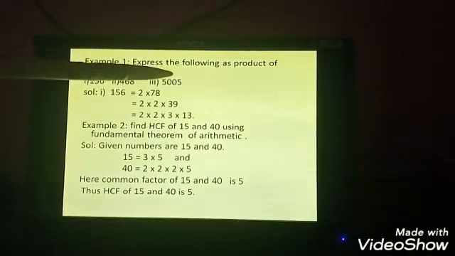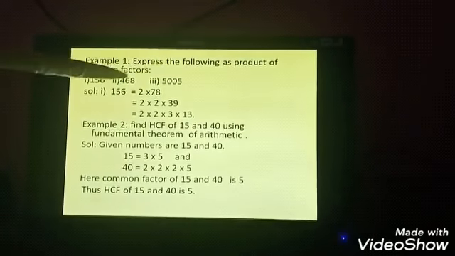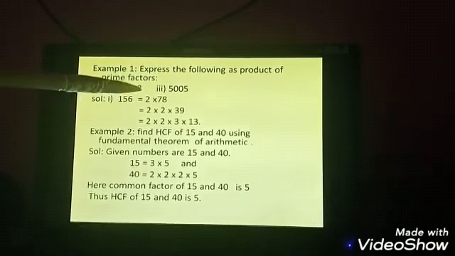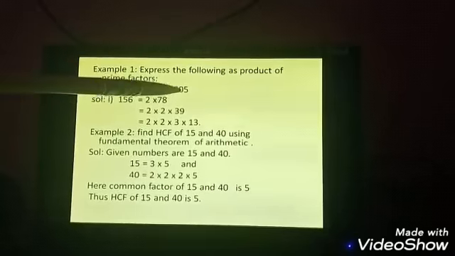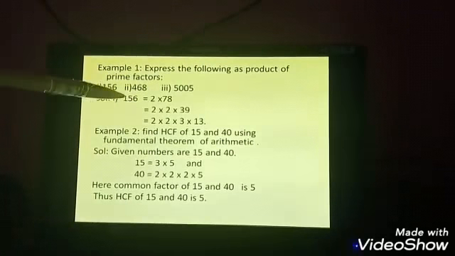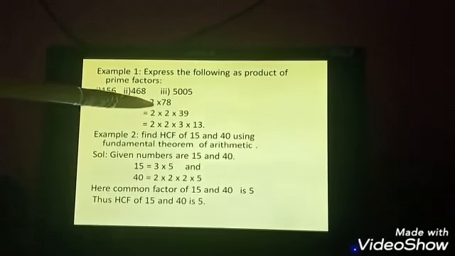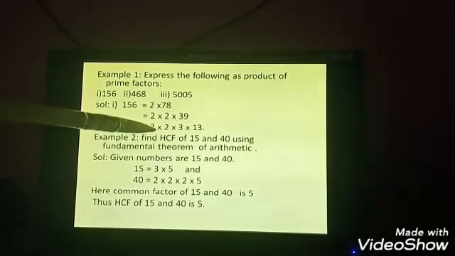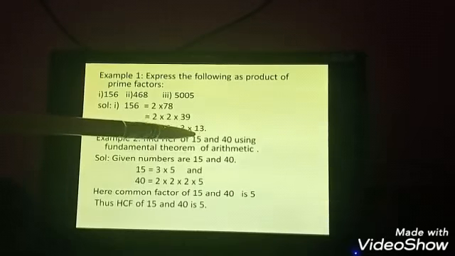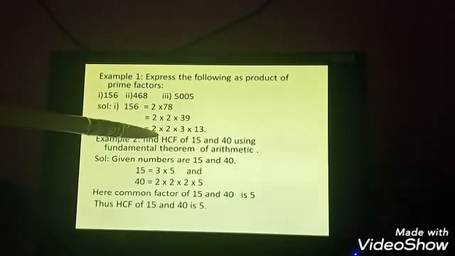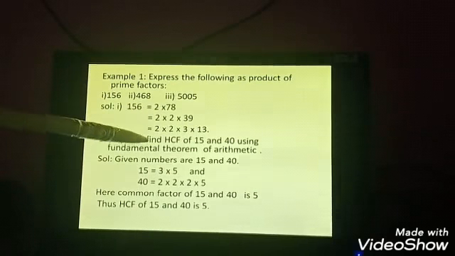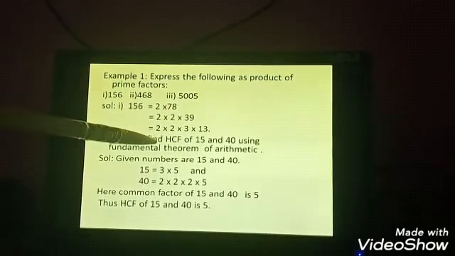Next example: express the following as a product of prime factors: first 156, second 468, third 5005. Now let us take 156 as 2 × 78, 2 × 2 × 39, 2 × 2 × 3 × 13. So this is the fundamental theorem of arithmetic for 156. Similarly, you can do the second and third on your own.